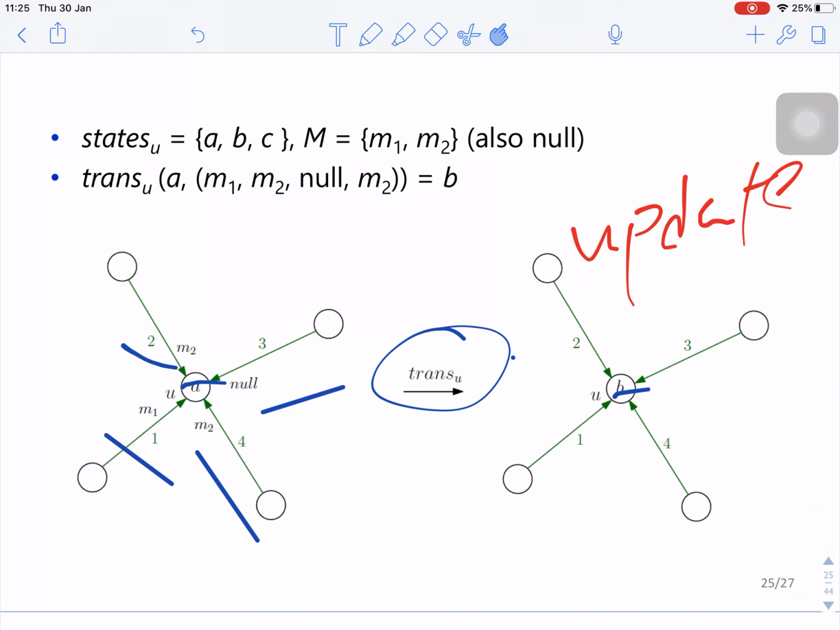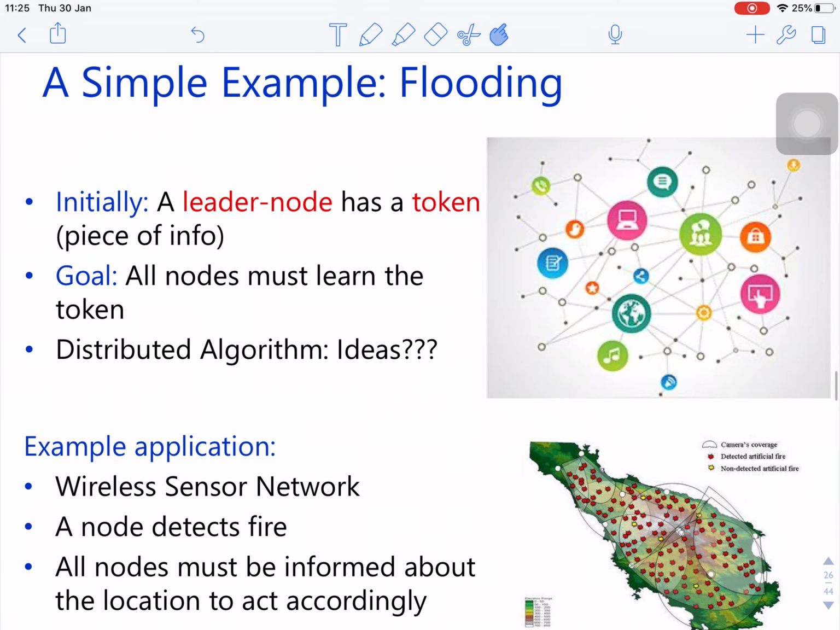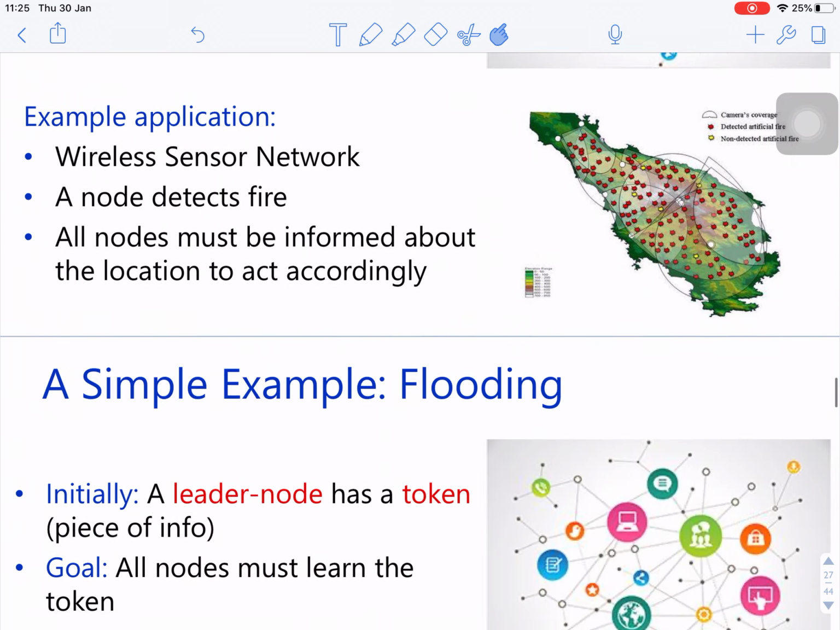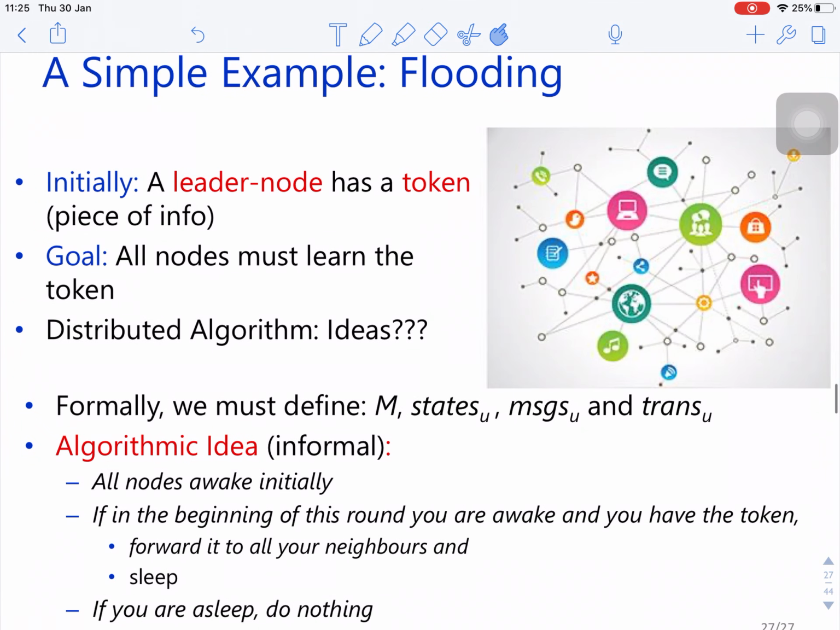to B. Then we would like to define the flooding example, which means that initially the leader node has a token, and the goal is that all the nodes must learn the token. The idea is like a wireless sensor network, where a node detects a fire, and all nodes must be informed about the location and act accordingly. So initially, the leader node has a token, and all nodes must learn this token.